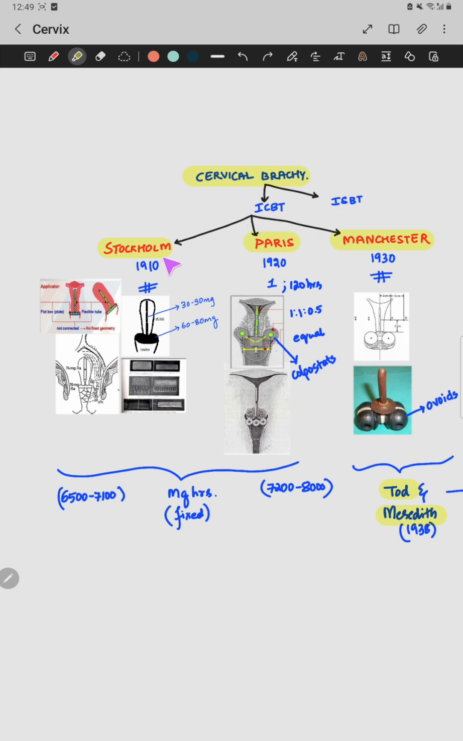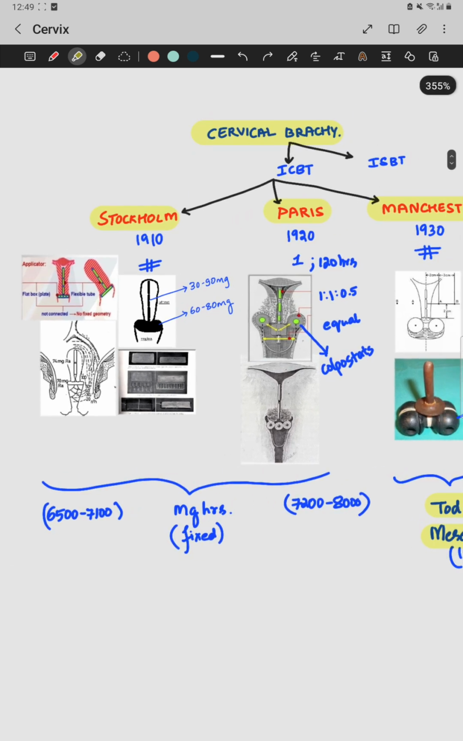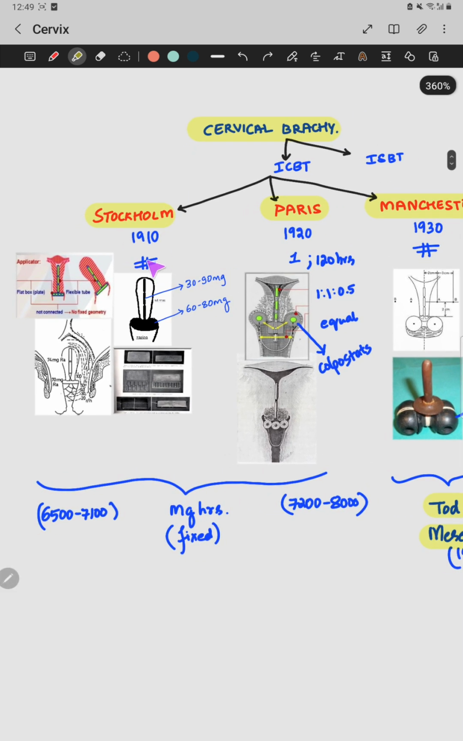For ICBT, we have three systems. Stockholm was introduced in the 1910s, Paris in the 1920s, and Manchester in the 1930s. So let us just briefly know what the differences between all of these are. Stockholm system is a fractionated system. Paris is only one fraction, a single application, and Manchester is again a fractionated system.